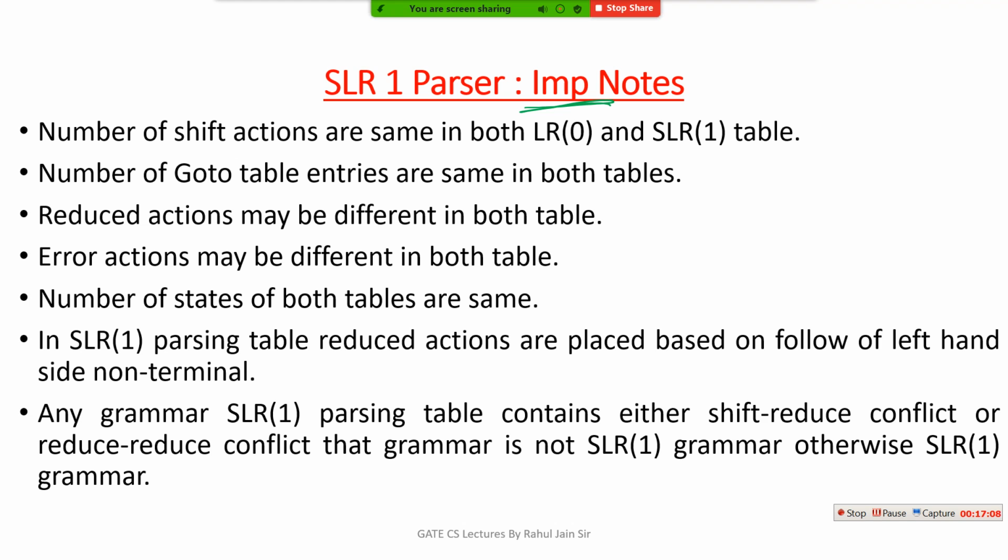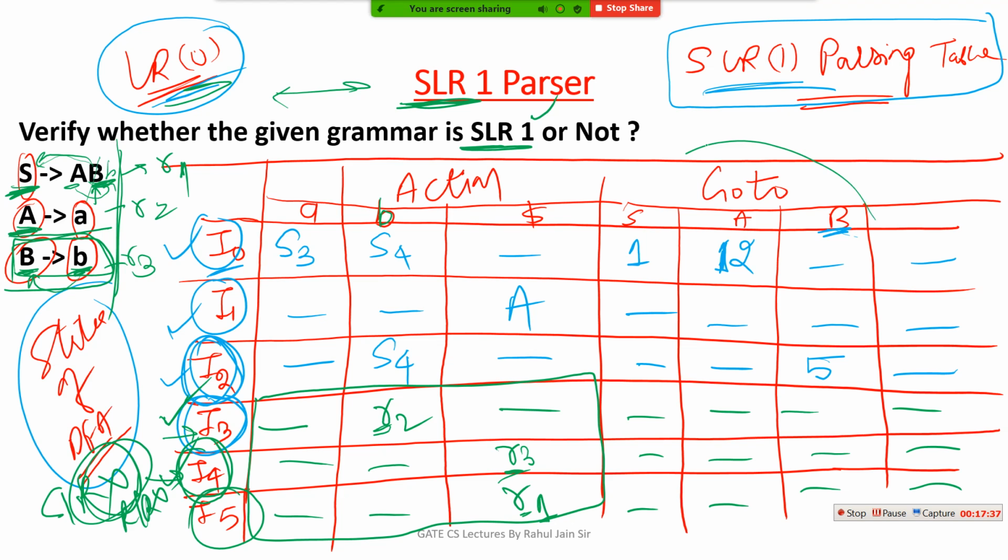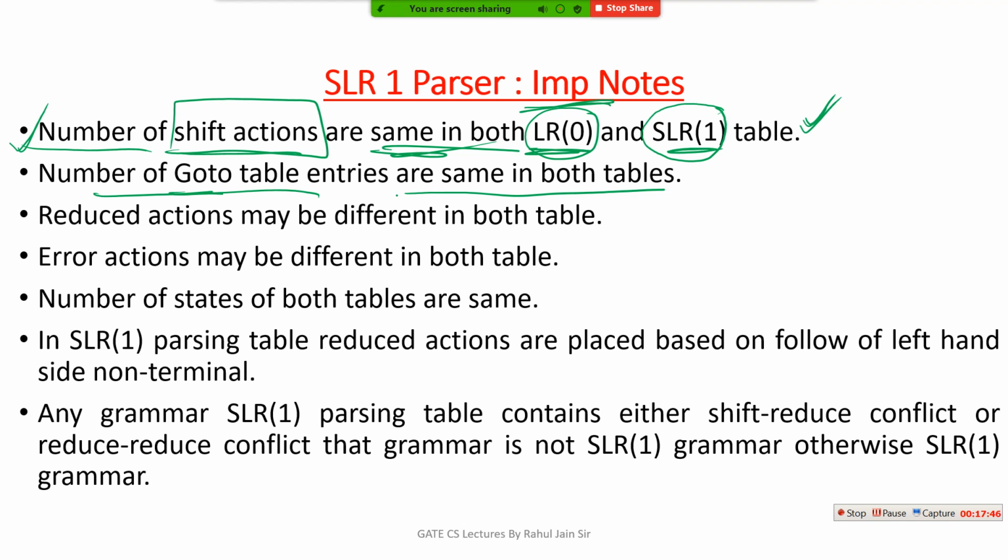The first point is that the number of shift actions remains the same in LR0 and SLR1 tables. I hope this is clear to you, because in the LR0 parsing table as well as in the SLR1 parsing table, we have compared that shift action will not change, it will remain the same, right? So it will not be modified, it will remain the same in both tables. Second point, the number of goto table entries is the same in both tables. If you draw the LR0 parsing table, the goto table entries will remain the same, they will not be changed. So the number of goto table entries is the same in both tables. Okay guys, it is clear now.